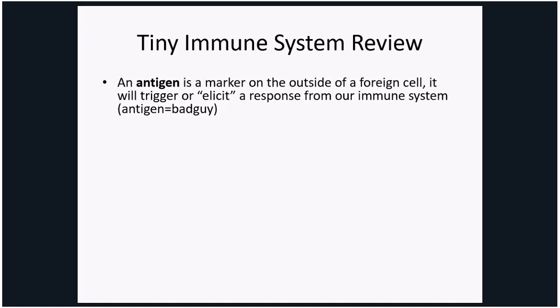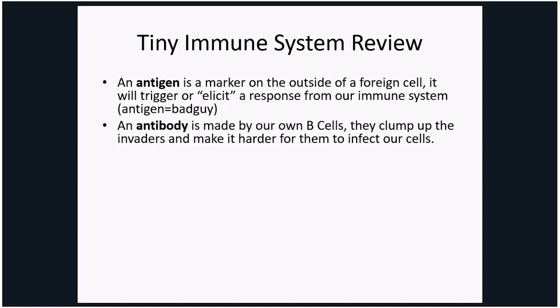The first being an antigen. That is essentially the marker on the outside of a foreign cell. A pathogen, like a virus or a bacteria, will have this little marker on the outside of it, which is an antigen, and it is what will trigger a response from our immune system. So antigen is associated with the bad guy, so it's always on the pathogen.